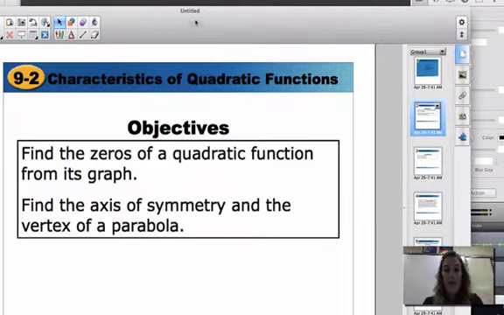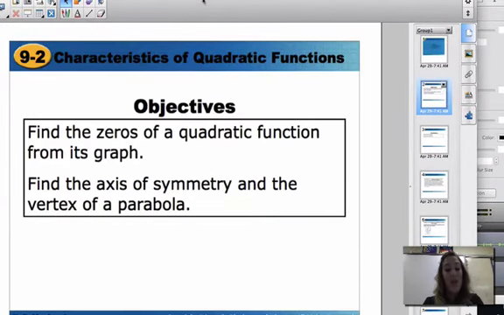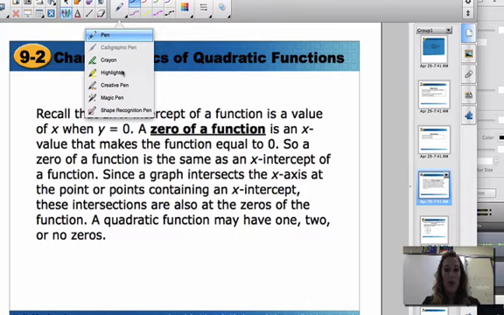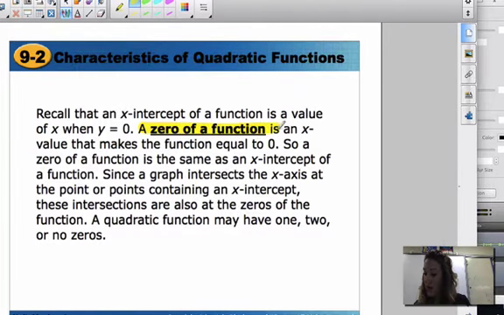Okay, this podcast is over finding the zeros of a quadratic function and then also finding the axis of symmetry of the parabola. So first off, what it means to find a zero of a function. A zero of a function is an x value that makes the function equal to 0.